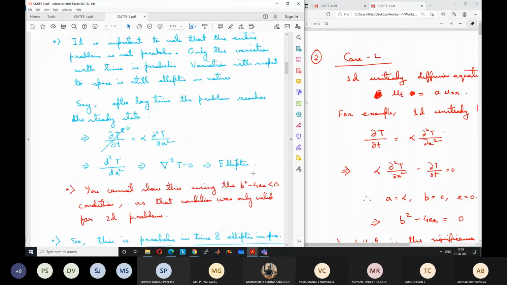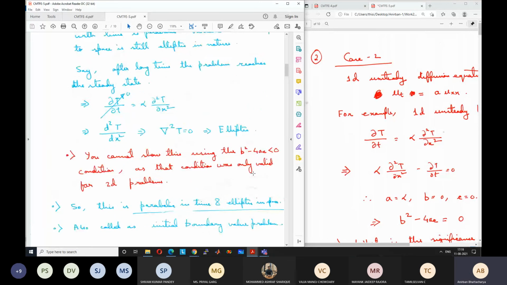For preliminary analysis, people just study it using b square minus 4ac, but that is only valid for the limiting condition that it is a two-dimensional, second order PDE. If it is not second order, if it becomes first order, then also we cannot use that. Or if it becomes one-dimensional or three-dimensional, then also we cannot use that b square minus 4ac type of calculation. But the nature is still true, and the characteristic lines still hold.